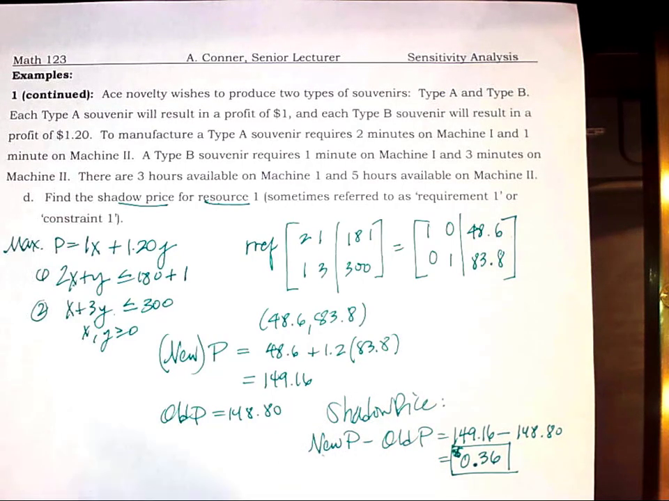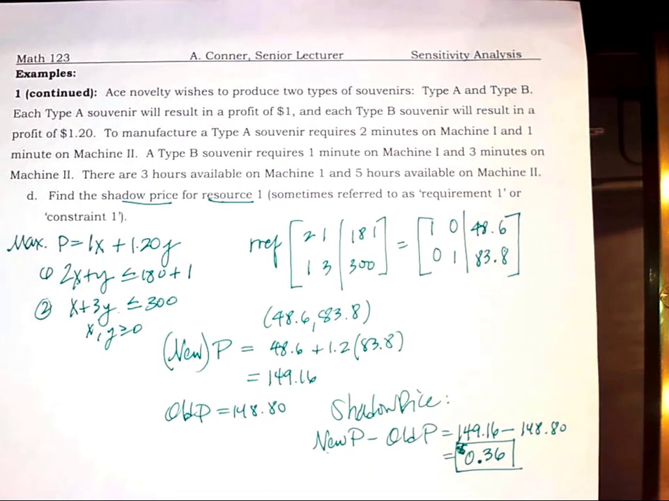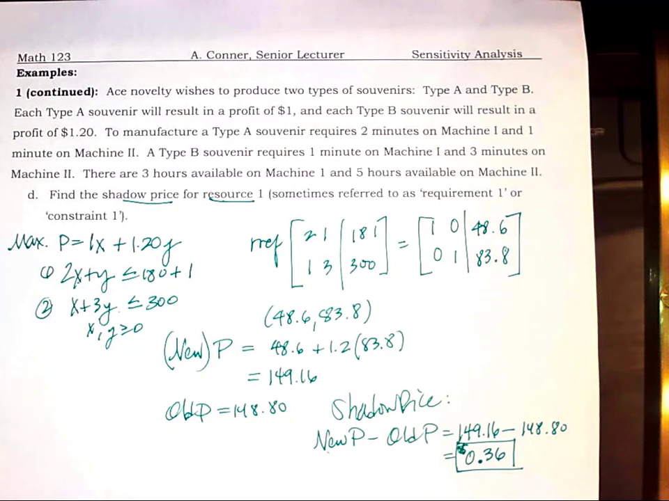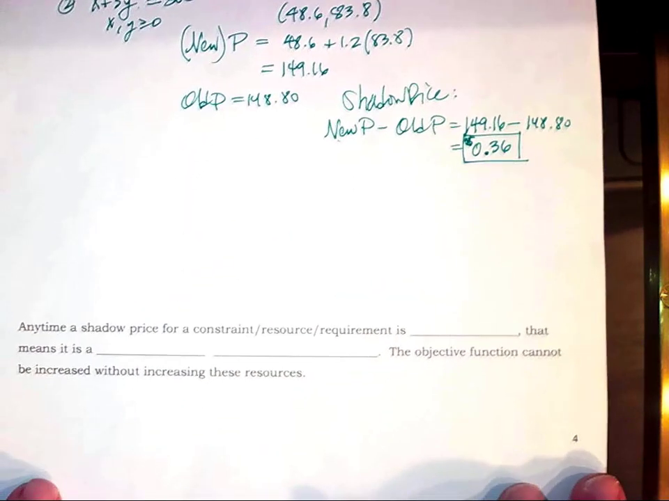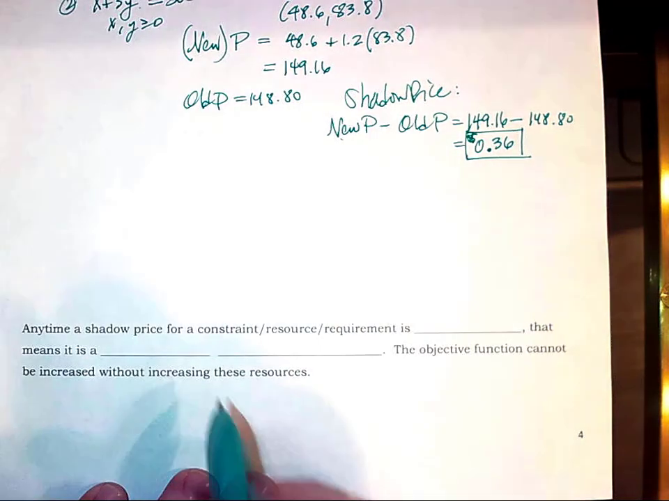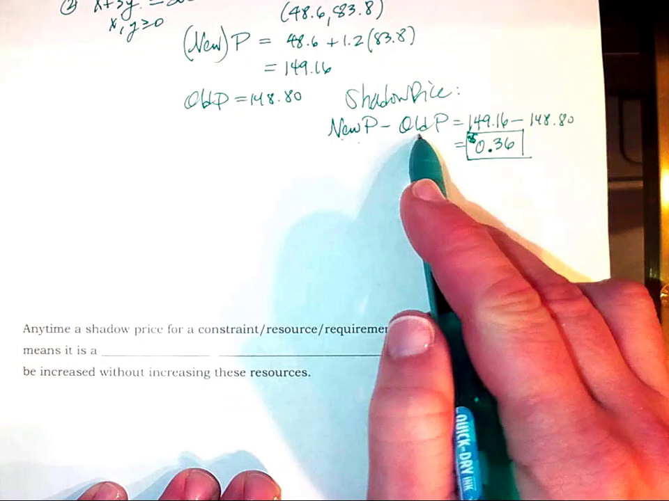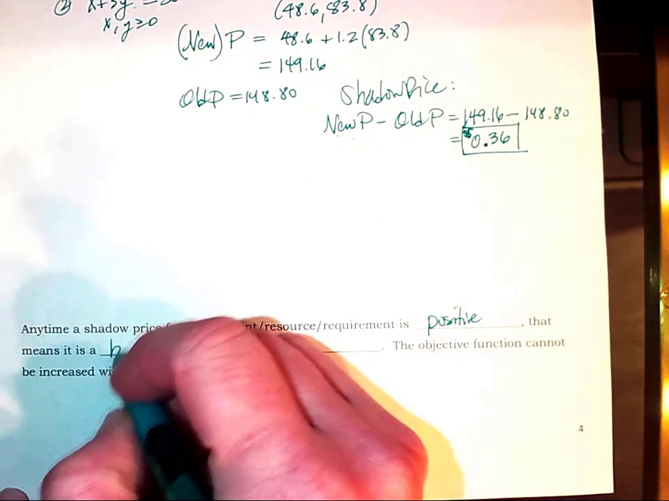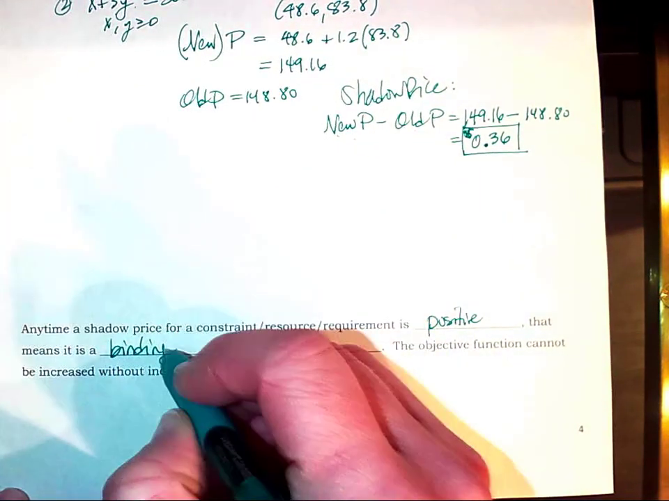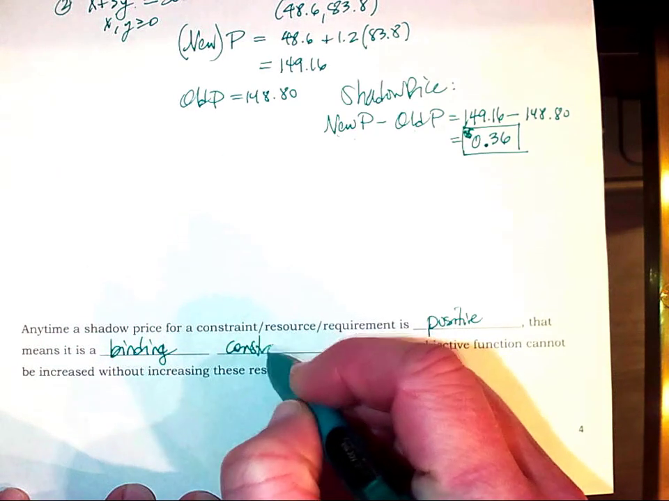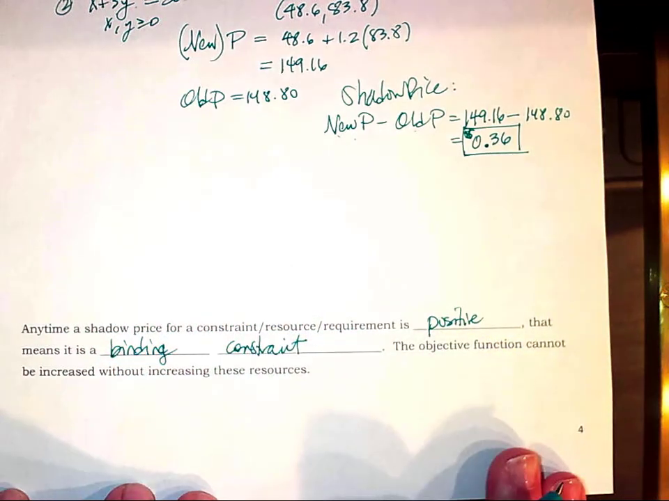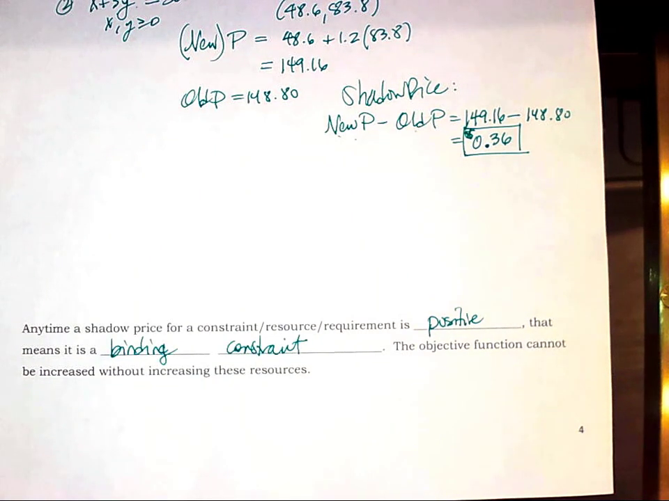So anytime down here at the bottom, and I'm going to have to move my paper up. That's one thing I forgot to do in the video that I made early this morning. So I'll let you get that written down. Okay, so moving up down here, anytime a shadow price for constraint is positive, and you have to start with the new minus the old, that means it is a binding constraint. So this means that the objective function cannot be increased without increasing these resources.